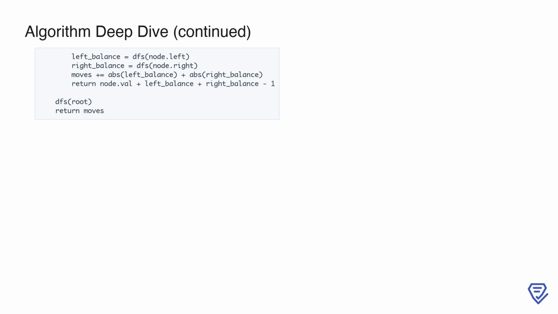For each node, the absolute values of the left and right balances are added to the moves counter, representing the coins moved to or from the child subtrees. The function then computes the node's net balance by summing its coin value, the left balance, and the right balance, and subtracting 1. This balance is returned to the parent node to propagate any excess or deficit upward. Finally, the distributeCoins function calls DFS on the root node and returns the total moves counter, which contains the minimum number of moves required to balance the entire tree.